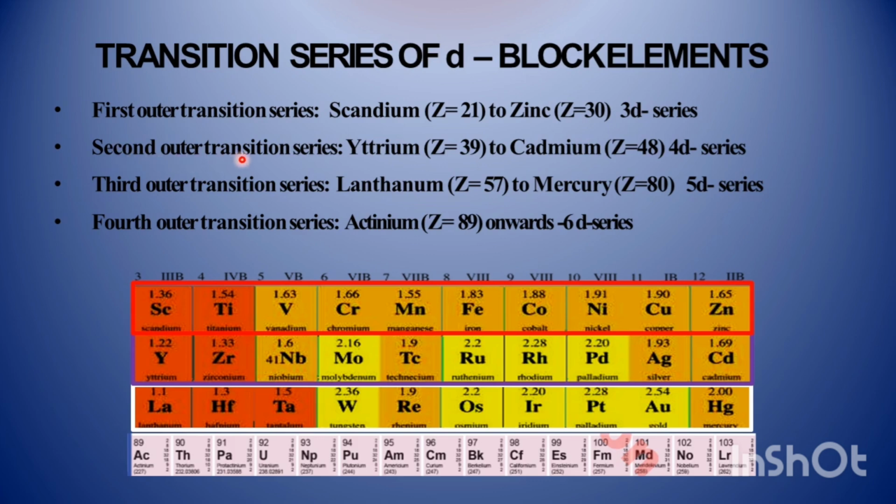The second outer transition series starts from yttrium, atomic number 39, to cadmium, atomic number 48, and in going from left to right from yttrium to cadmium, the 4d orbitals are in the process of filling. Similarly, students, the third outer transition series starts from lanthanum, atomic number 57, to mercury, atomic number 80, and these elements are called 5d series. The fourth outer transition series starts from actinium, atomic number 89 onwards, and in the process the 6d orbitals are in the process of filling.